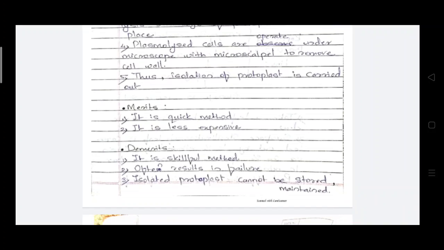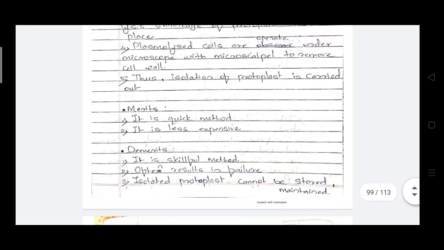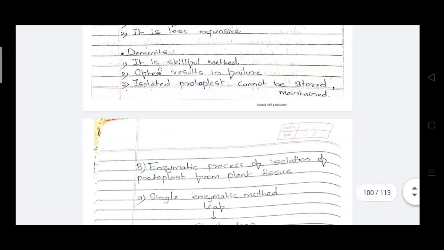There is very much chance of failure. Also, storing or maintaining these protoplasts is not possible. So these are some demerits of this mechanical method of protoplast isolation. Then the second method is the enzymatic process of isolation of protoplast from the plant tissue.